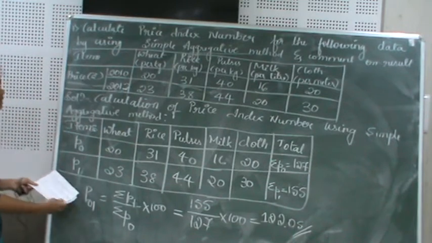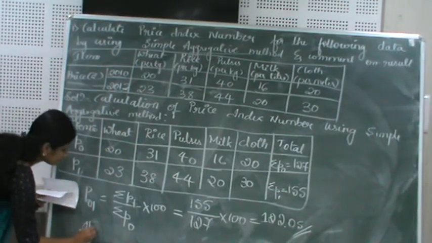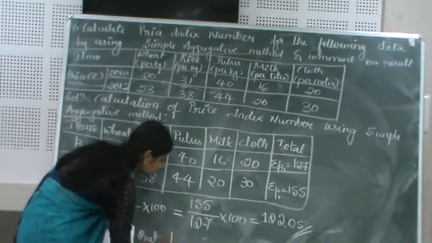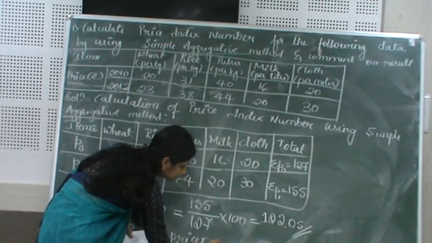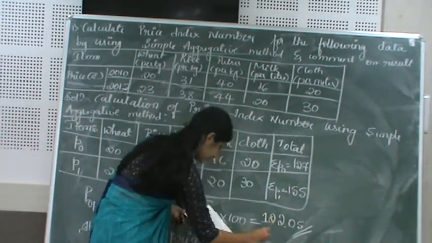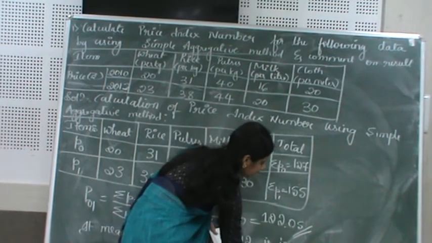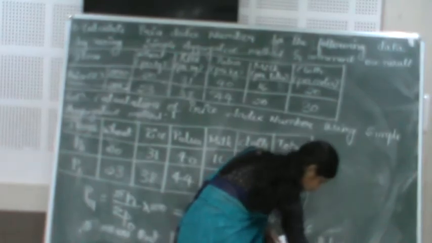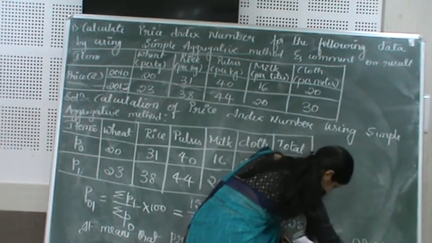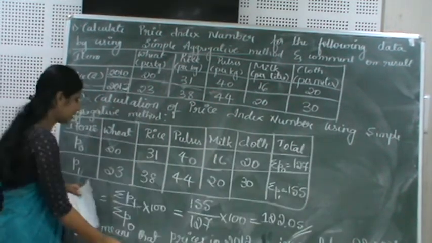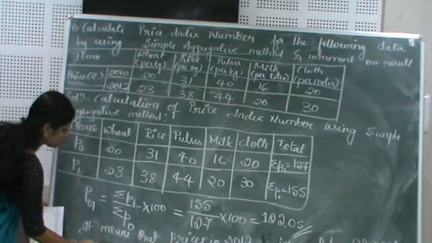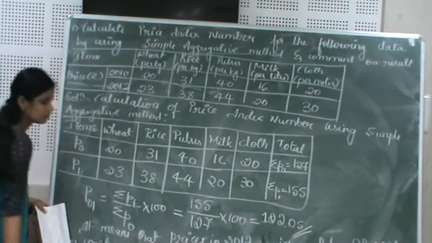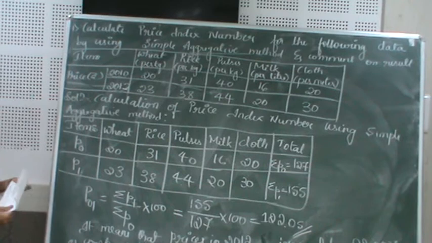So you can write the comment as: it means that prices in 2012 have increased by how many percent? 22.05% as compared to 2010. So this is the conclusion for the given question.